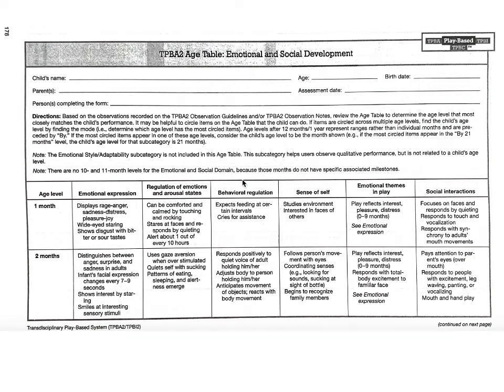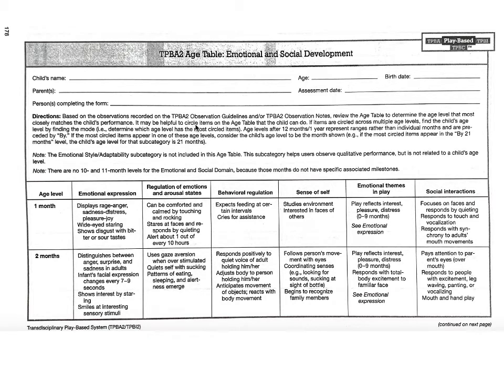So this is the last step. We can use the age table, and this is the age table for the emotional and social development domain. Let me read the directions first. Based on the observation recorded on the TPBA observation guideline and/or TPBA2 observation notes, review the age table to determine the age level that most closely matches the child's performance.